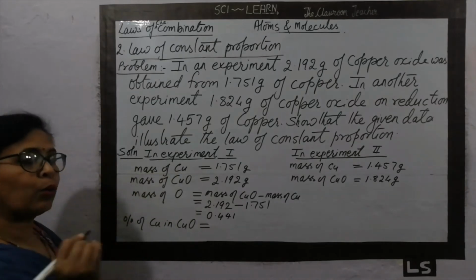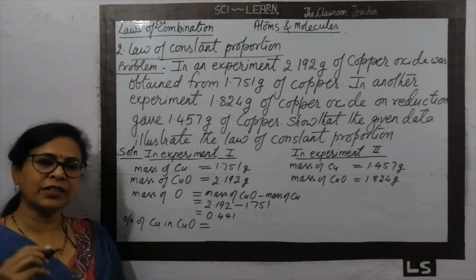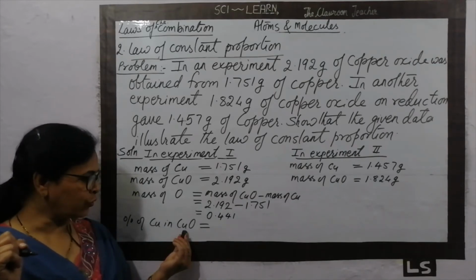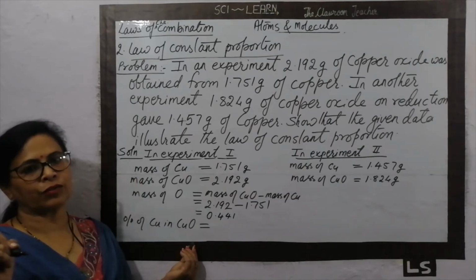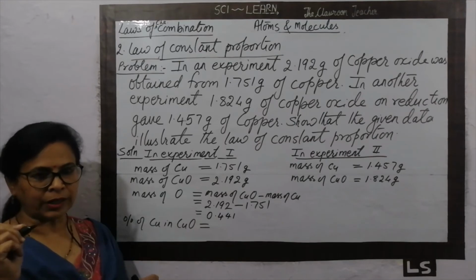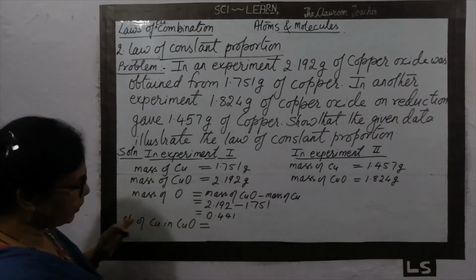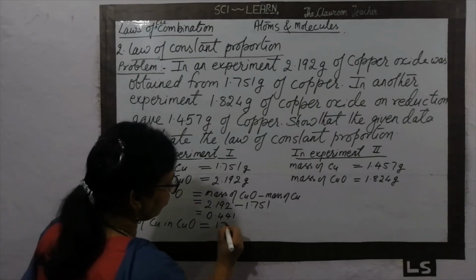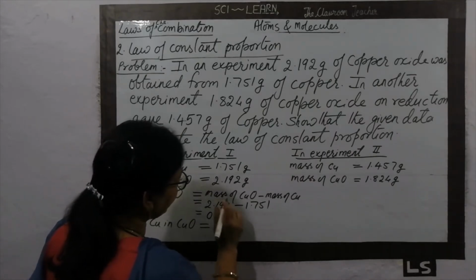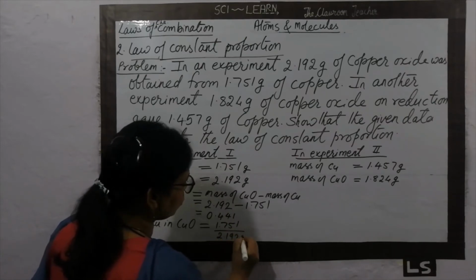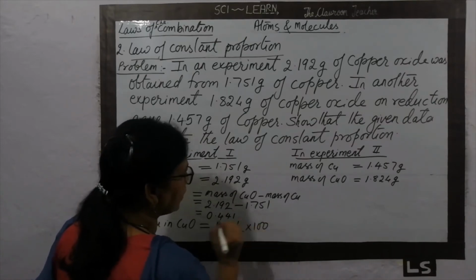Okay, how do we calculate the percentage? For percentage, we have to multiply the value by 100. We have to take the mass of the copper divided by the mass of the copper oxide, and then multiply it by 100. Mass of the copper, we have to find out the copper. So, mass of the copper is 1.751 divided by mass of the copper oxide, this is 2.192, and then multiply it by 100.